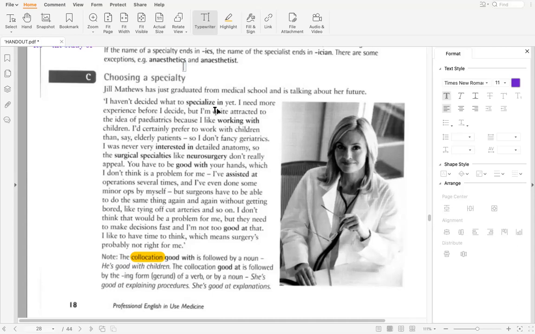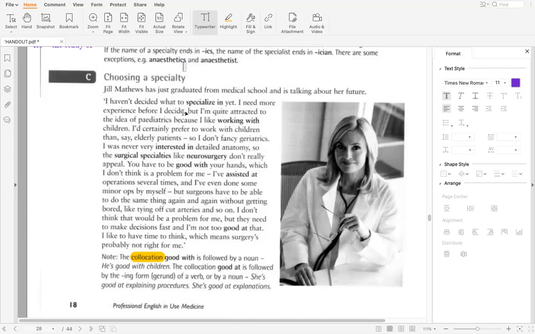These are called collocation. You see this word? Collocation. What's the meaning of collocation? It means a verb and a preposition. فعل وحرف جر. Alright? They come always together, like specialize in.